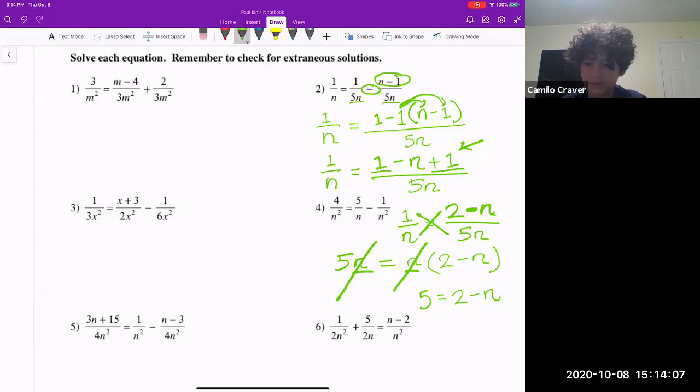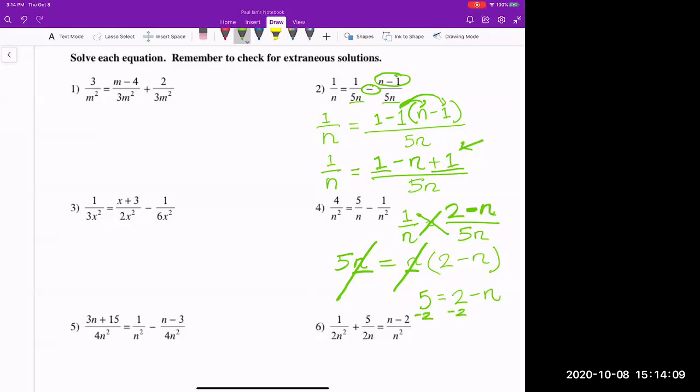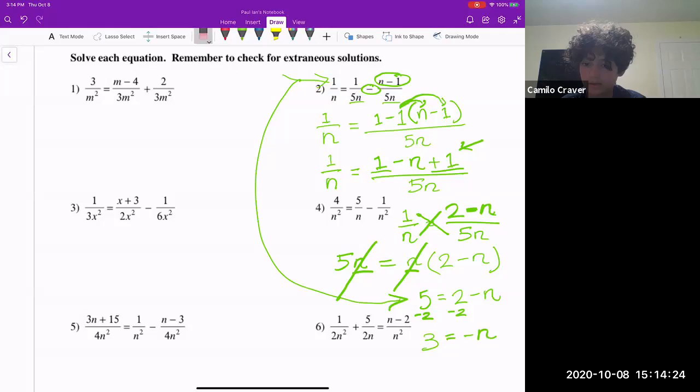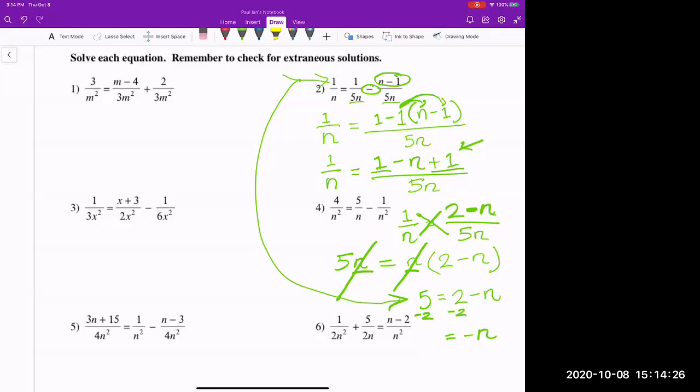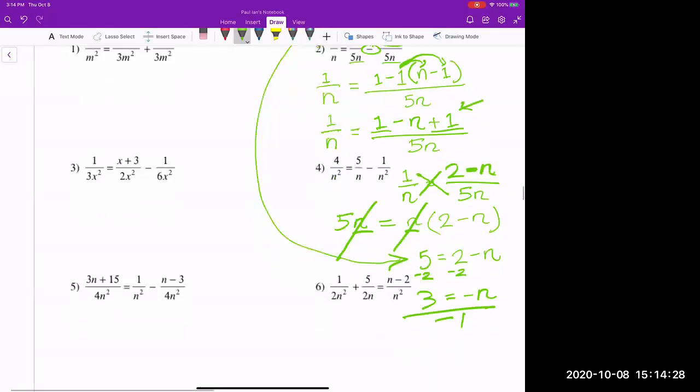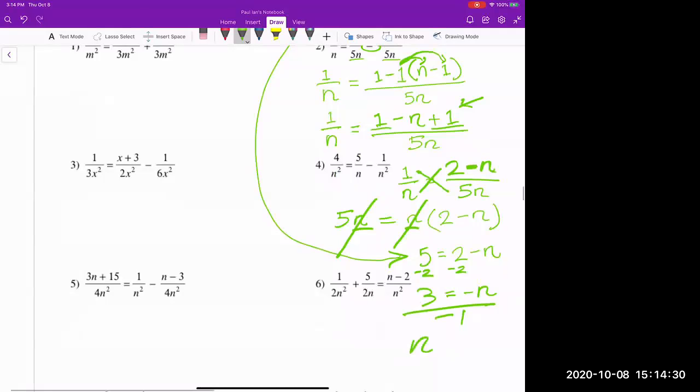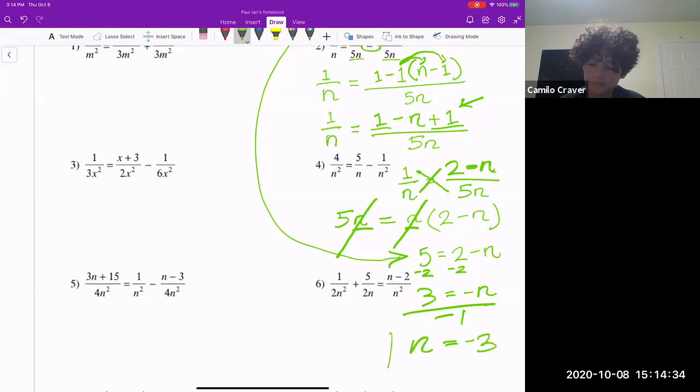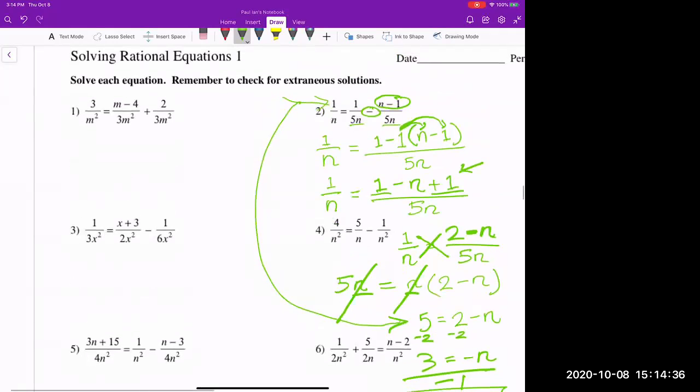Minus 2 on both sides. Yeah. And this one now makes sense, right? It's this part, from here to here. It's okay. What's next? Divided by negative 1. Oh yeah, it's a negative 1. Okay. And then n equals negative 3. Yeah. There you go. What do you think of these two?